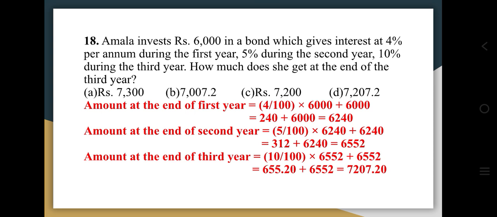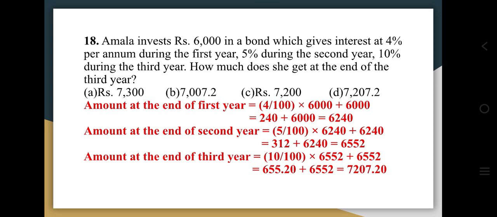So first year, how much does 6,000 become? For the first year the interest is 4%. So for 100 the interest is 4. So for 6,000 it is 4 by 100 into 6,000. That is the first year interest. So at the end of the first year, 6,000 becomes 4 by 100 into 6,000 plus 6,000. So it is 240 plus 6,000, that is 6,240.